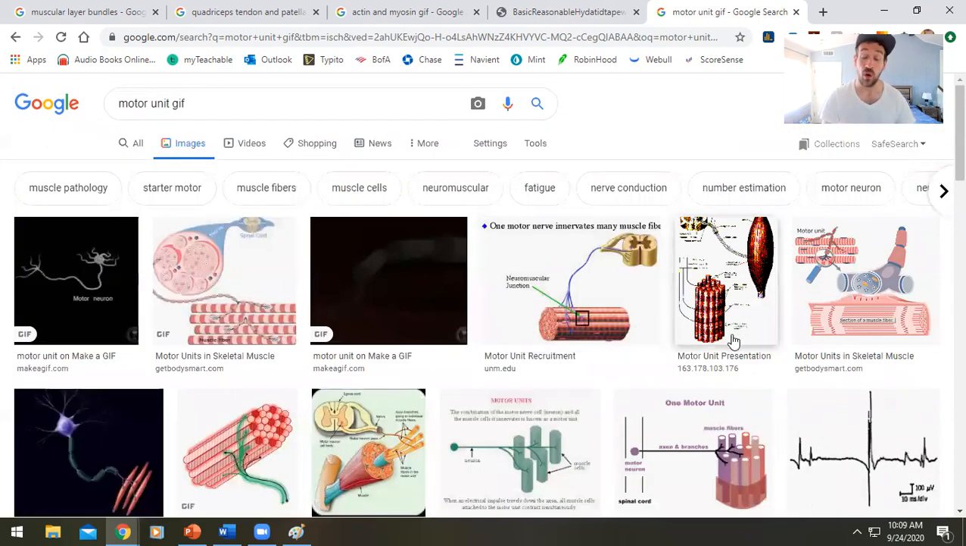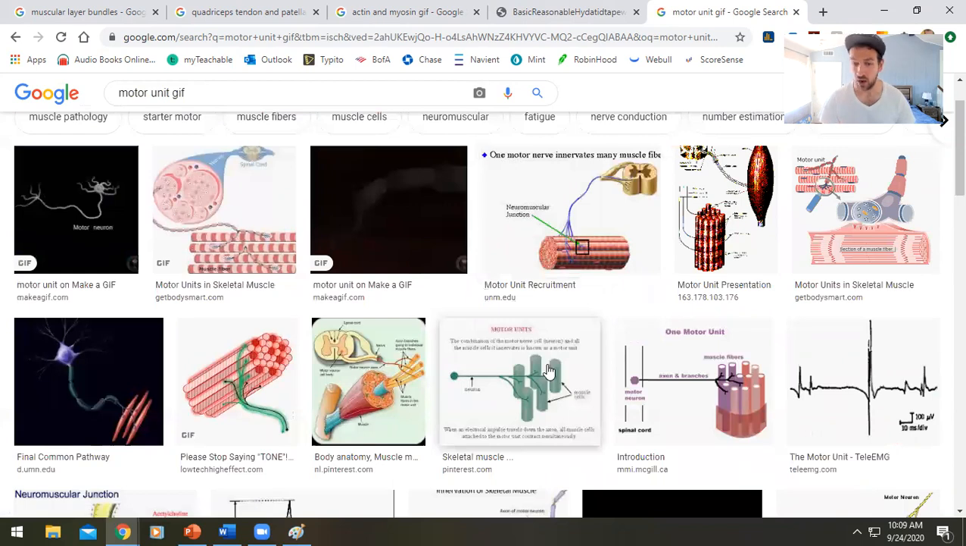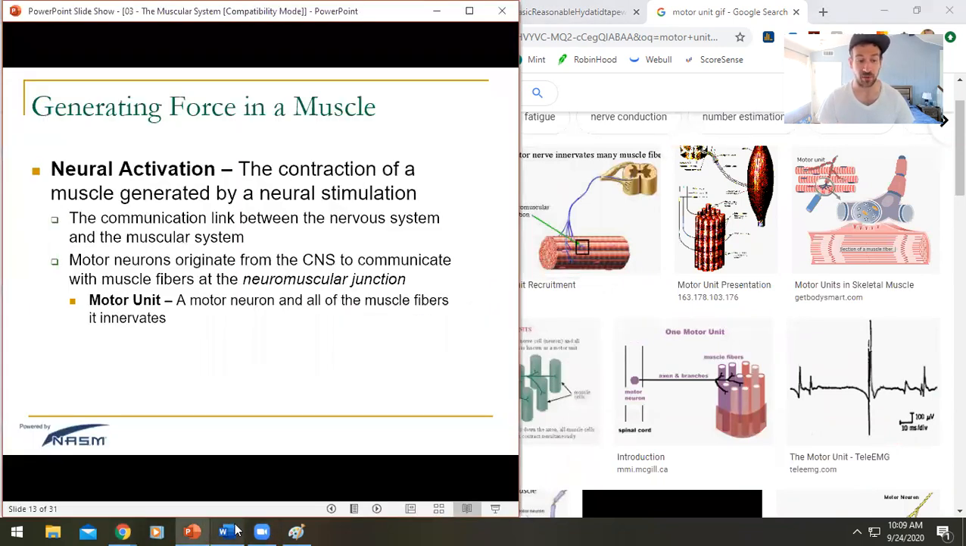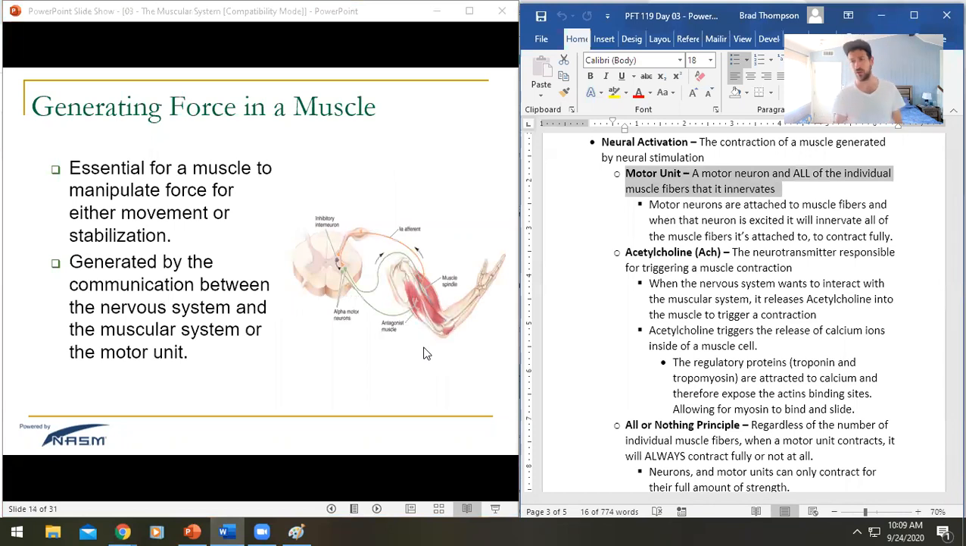So you might have one neuron, but it's zapping however many individual fibers. You've got big motor units and you've got small motor units. But basically, a motor unit is a motor neuron attached to muscle fibers, and when that neuron is excited, or zaps, it will innervate all of the muscle fibers that it is attached to. So when we talk about generating force in a muscle, we're talking about your nervous system zapping a muscle to get it to contract.